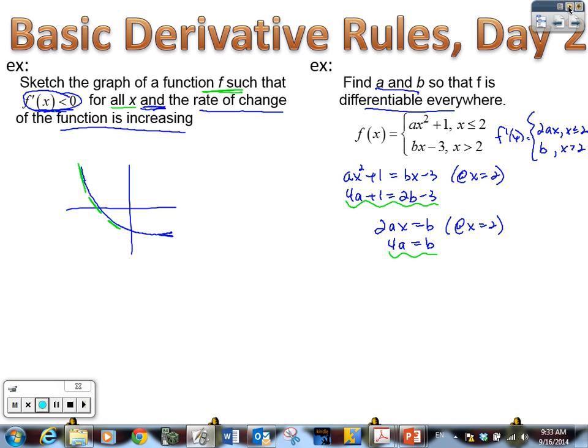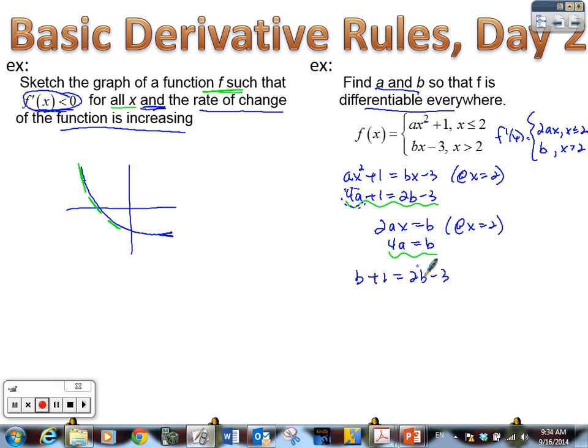Since I already have a 4a here and I have a 4a here, it'd kind of be convenient just to replace the 4a with the b. That would be one technique. Y'all okay with that? Yeah, just that's one way to do it. Of course, there's a ton. You can come up with whichever way you want. But this already has a 4a and so does that. So I'm going to go ahead and take this equation and replace this 4a with b. So b plus 1 equals 2b minus 3.